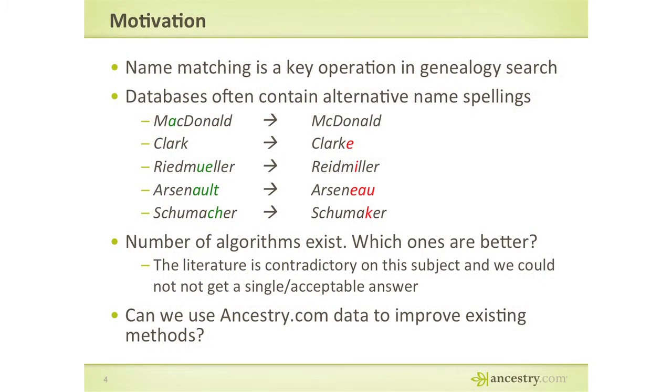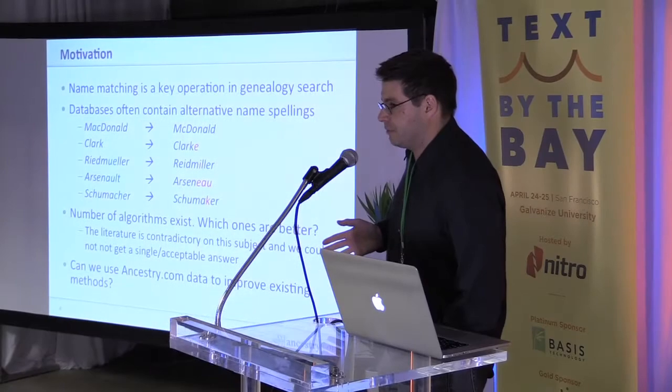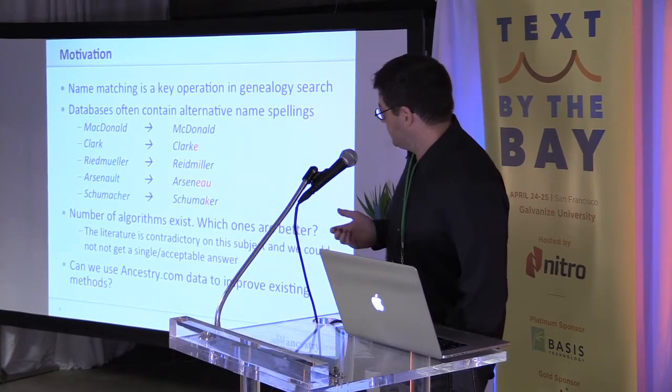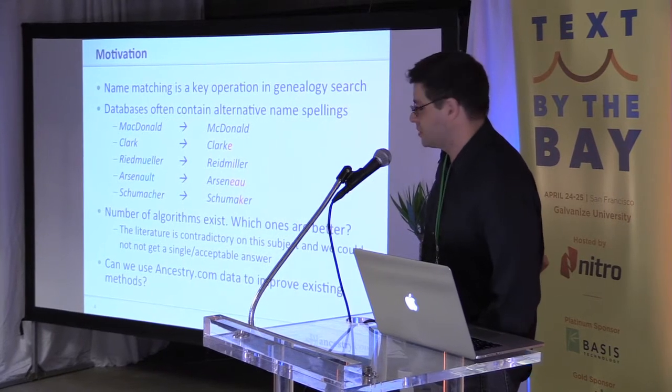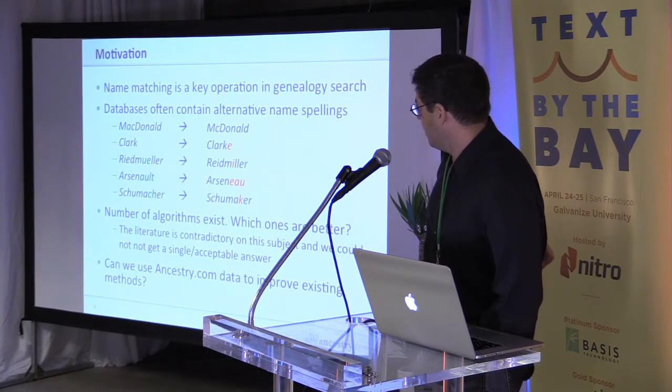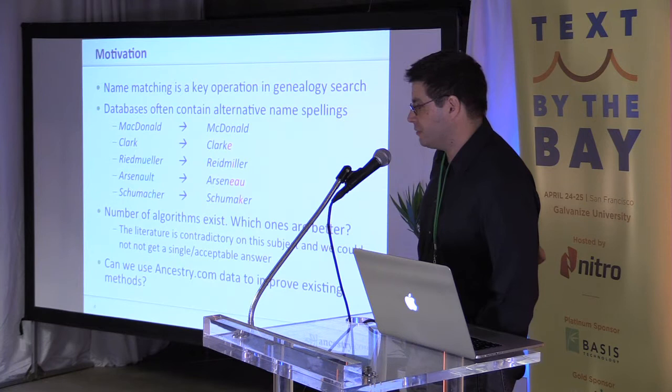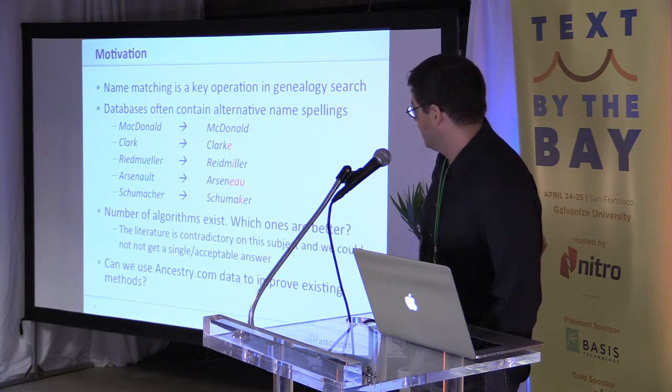So what are typical examples of alternative spellings of different last names, for instance? We're looking here at Western last names. If you see a few examples, for instance, McDonald can be spelled with an M-A-C. It can also be spelled with an M-C. Clark can be spelled without an E at the end, or with an E at the end. You see other examples here.